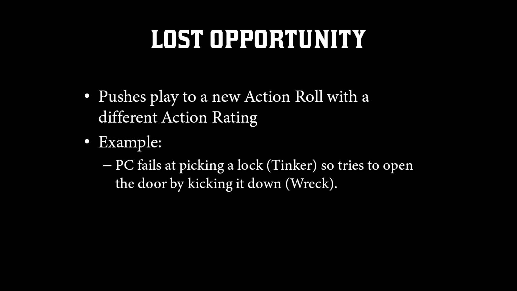So essentially, one action rating was used for the first action roll. It was not successful, and so the player character has opted to try a different approach. So the opportunity to use Tinker is gone, and we've moved on to the opportunity to use Wreck. That's what happens with lost opportunity.